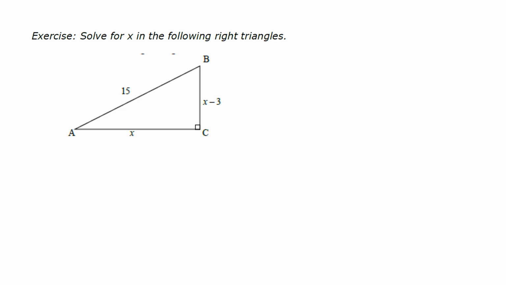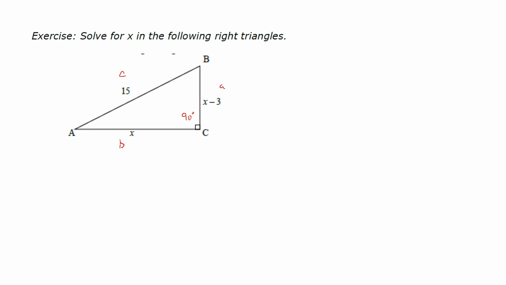So in this example, we're asked to solve for x in the following right triangles. So we have this example and we have another one. We know that we have our 90-degree angle right here, which means the side across from it is the hypotenuse, and I'm going to label that C. Then my other two sides are going to be the legs, and I'm going to label x minus 3 as a and x as b. That way I know what to substitute into my formula.